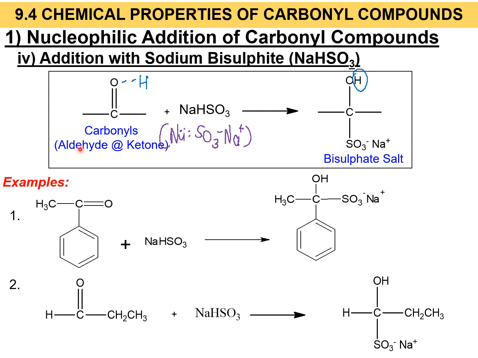So you can look at these examples. This is actually a ketone and this is an aldehyde. When it undergoes nucleophilic addition with sodium bisulphate, NaHSO3, what happens is the C double bond O becomes C single bond O. At the oxygen, as usual, we just add the hydrogen atom, and at the carbon we add the nucleophile involved. In this case, the nucleophile is SO3- Na+. As simple as that.